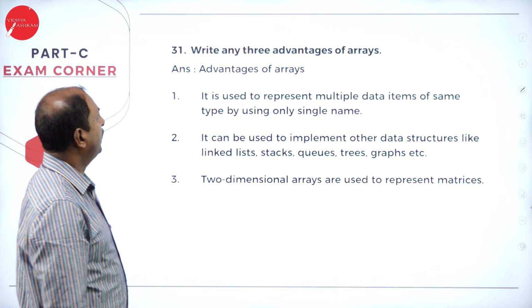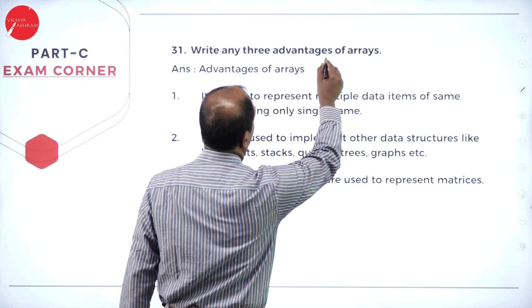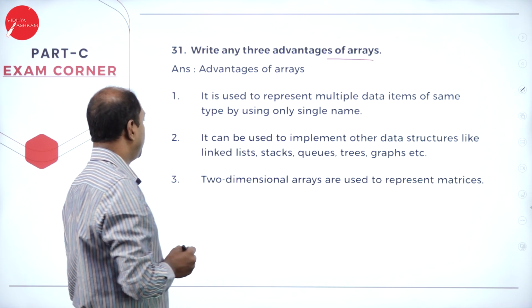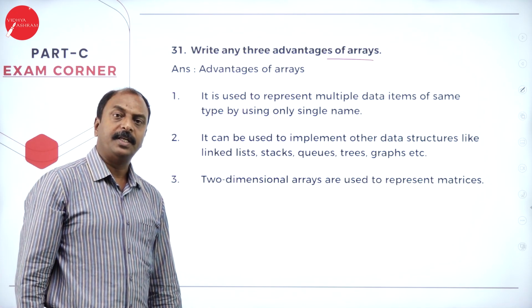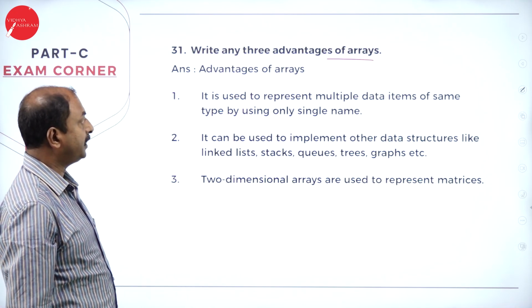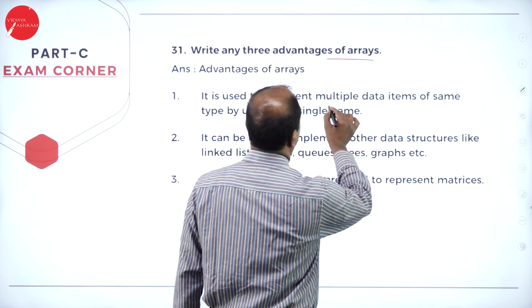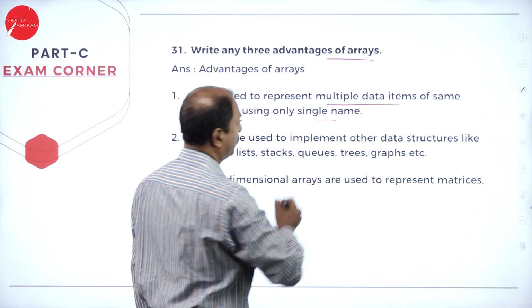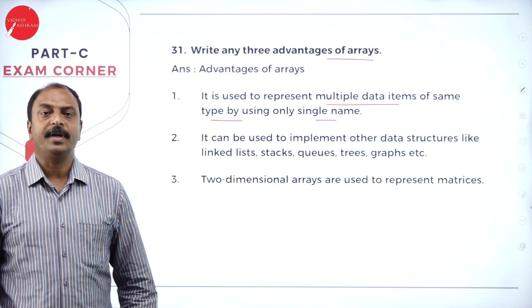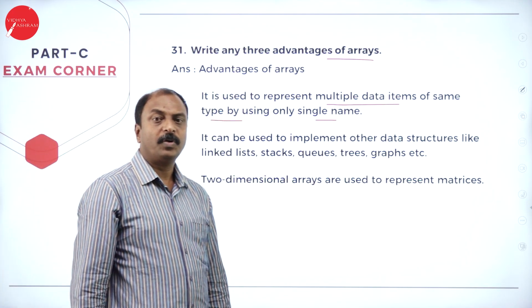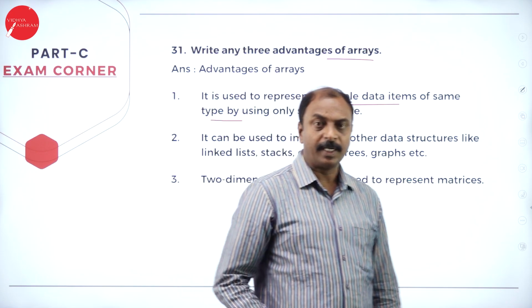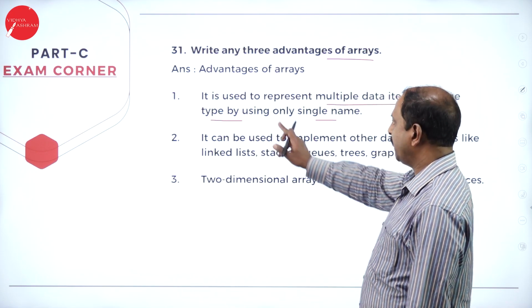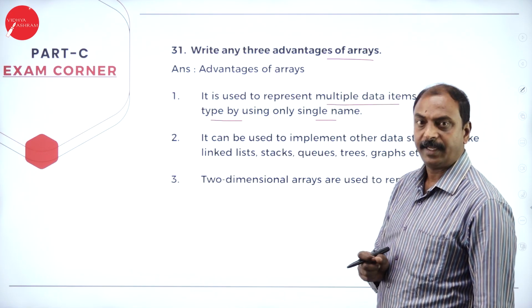Next question is, write any 3 advantages of arrays. So for the 3 marks question, you're supposed to write any 3 advantages. So first one is, it is used to represent multiple data items of the same data type by using a single name. So this is a definition of an array. What is an array? It is a group of elements of the same data type under one single name. That's the definition of array.